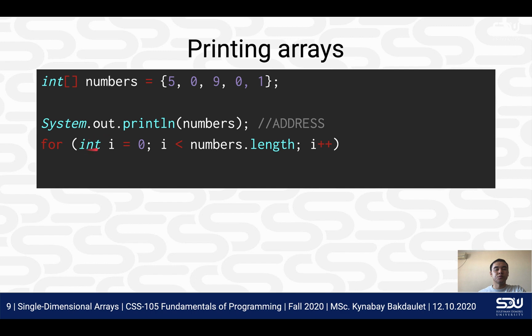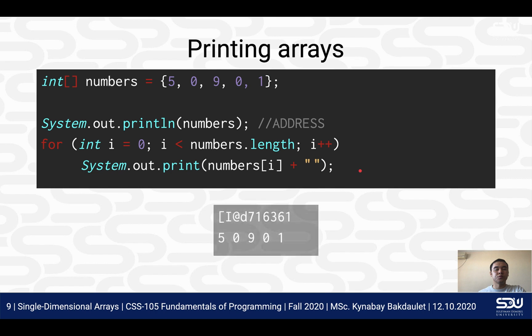Here I declare i with the value 0, and it will work as long as i is smaller than the size of the array. As you know, every object has its methods and fields. In this situation, the array uses the field length. Every array has the field length, and numbers.length gives me the size of the array, so here it is 5. Then I increment i by 1, and I print every element by accessing it by index and adding an empty space.